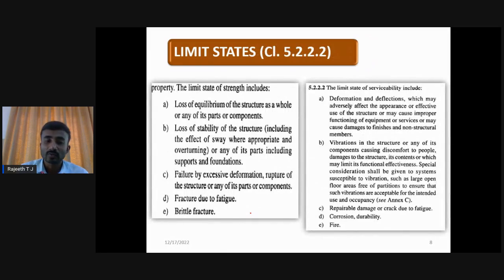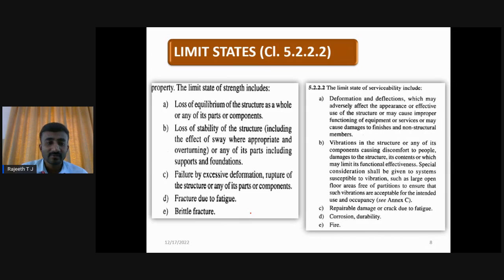Sometimes they will ask a 1 mark question directly. So the points that come under the limit state of strength and also limit state of serviceability, according to clause 5.2.2 of IS 800 2007. The limit state of strength includes loss of equilibrium of the structure as a whole or any part of the component. So that is the first limit state according to limit state of strength.